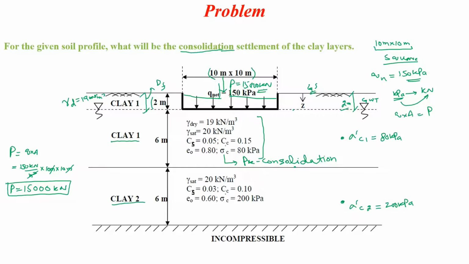So now we need the settlement in both clay layers. Basically, due to this applied load of 15,000 kilonewton, we want to determine the settlement in this clay layer of 6 meter and in this clay layer of 6 meter.